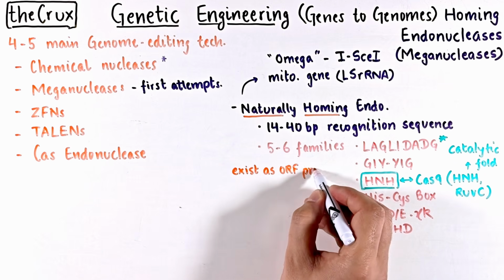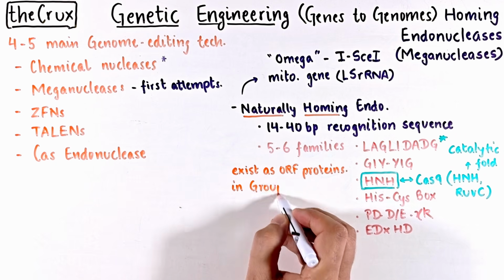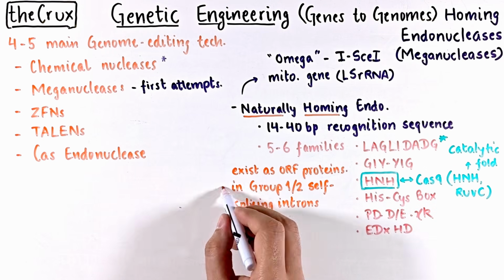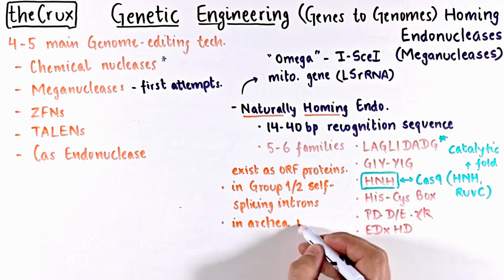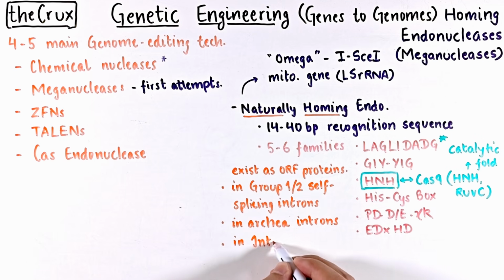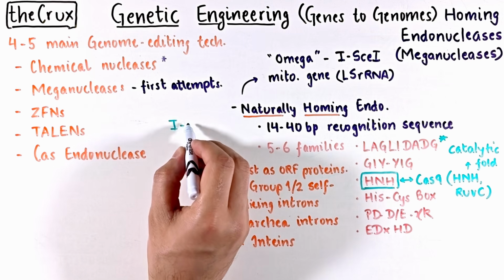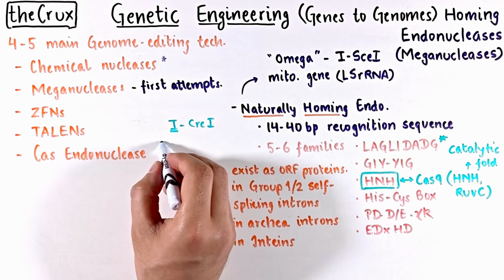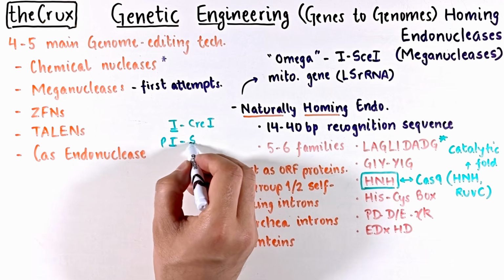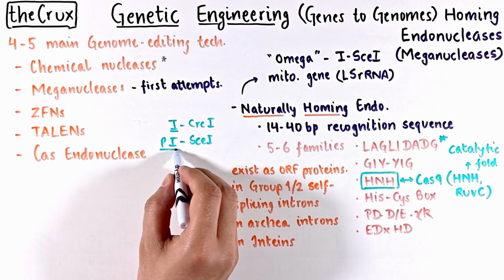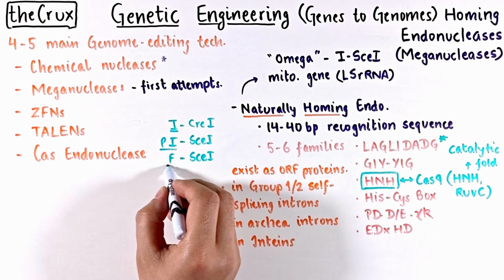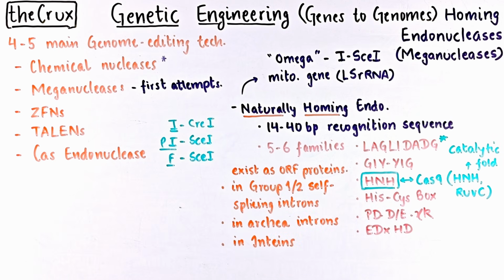Something to keep note of is that these enzymes tend to be hidden as ORFs in group 1 or group 2 self-splicing introns, sometimes even introns, and sometimes they exist as inteins as well. And for this reason, when you see I-CreI as the meganuclease, the I means that this enzyme is found in an intron. PI likewise would mean that it exists as a protein insert or an intein. And if you see F, it means that the ORF is in a free-standing context.